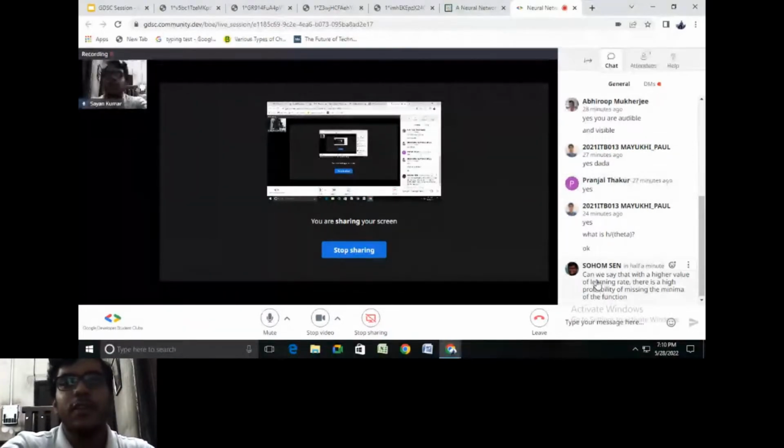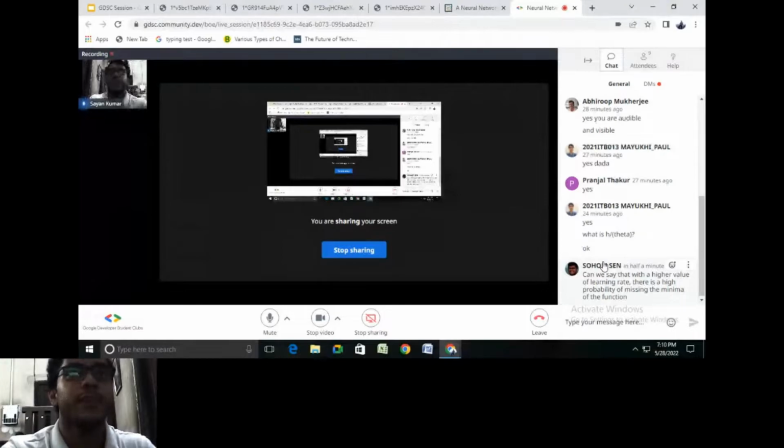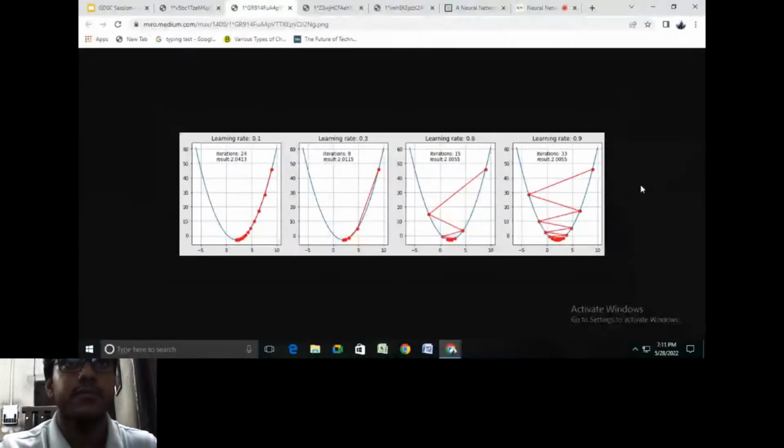No, we cannot really comment on the fact that with a higher value of learning rate, there's a higher probability of missing the minima, because you see, it actually depends on the function itself. Here we have a very simple function. This function or this function is a very simple function.